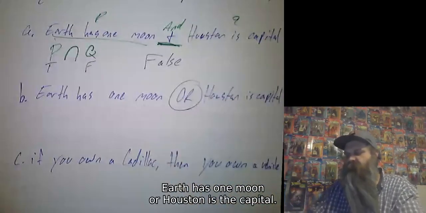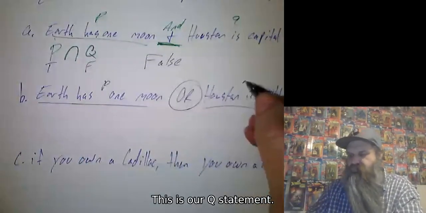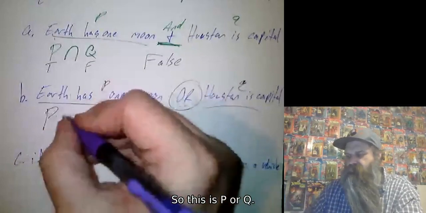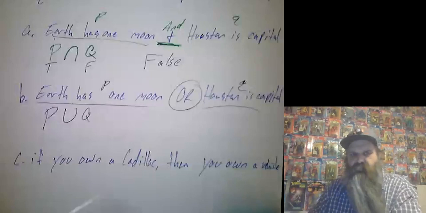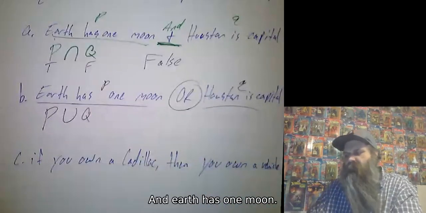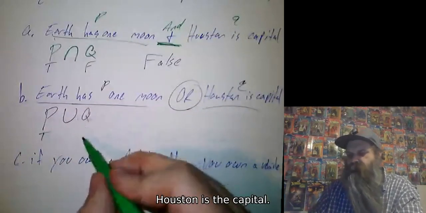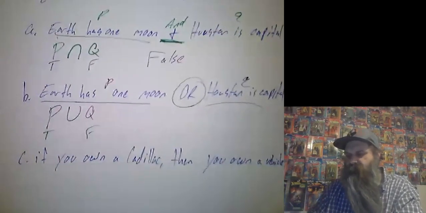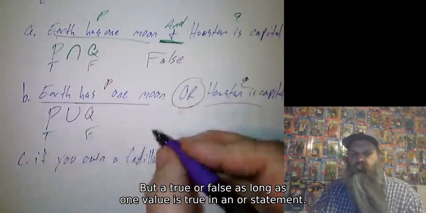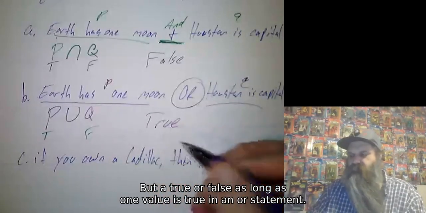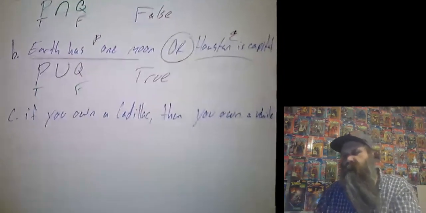Earth has one moon or Houston is the capital. So again, that's our P statement. This is our Q statement. So this is P or Q. You need to know your symbols. Earth has one moon, that's true. Houston is the capital, that is still false. But this is an or statement, and you can look at the table. A true or false, as long as one value is true in an or statement, then it's a true outcome.